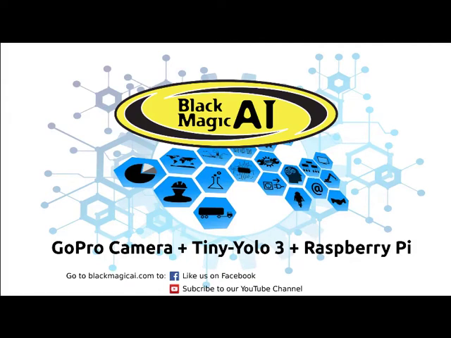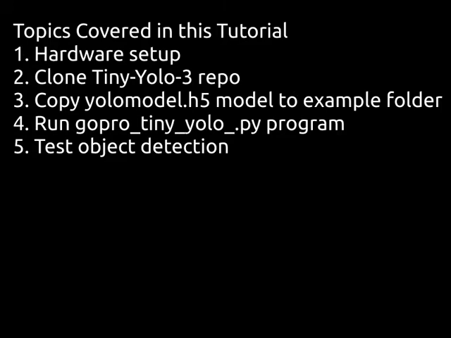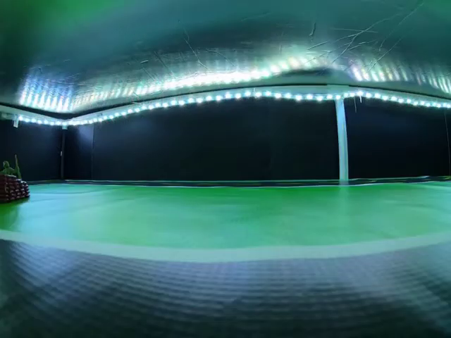So in this video, we will run Tiny-Yolo 3 object detection on live video from a GoPro camera connected to a Raspberry Pi. So you'll need some hardware first: the HDMI to CSI2 bridge, and a GoPro Hero 7 Black camera. So those are the main things you need. Topics covered: we'll do hardware setup, we'll clone the repo, then we'll copy our model from the previous video, and then we'll run our program, and then we'll test using object.